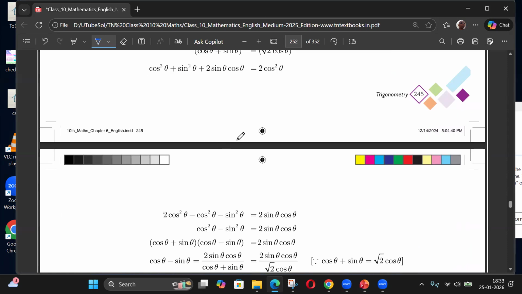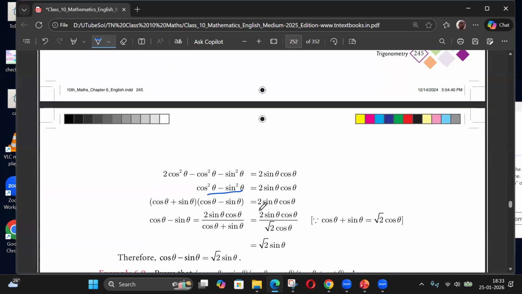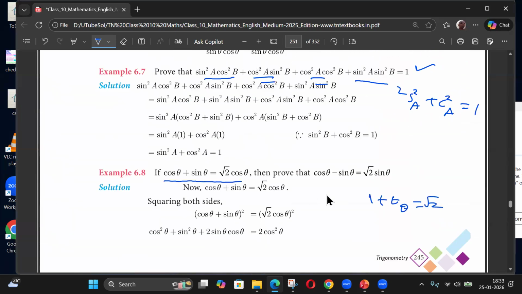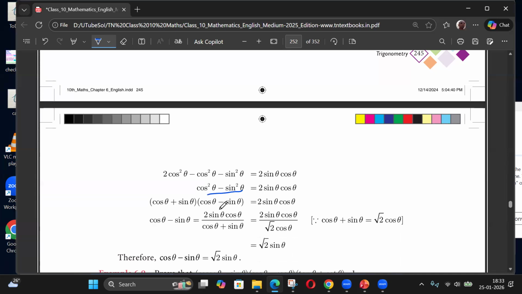Okay, so these two just taken to this side. So cos square will make it cos square minus sine square. Cos square minus sine square to 2 sine theta. These two will take it here. And cos square minus sine square can be written as plus a plus b into a minus b. What we need is a minus b. A minus b is this one.